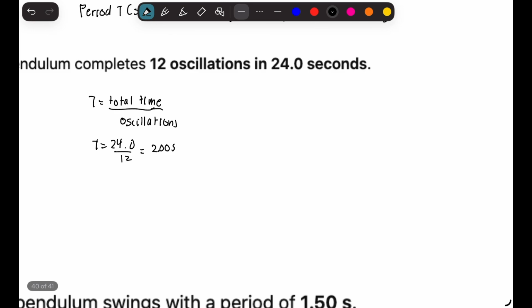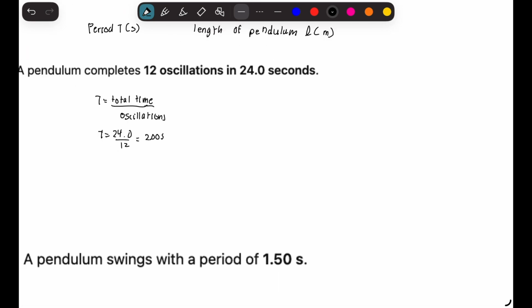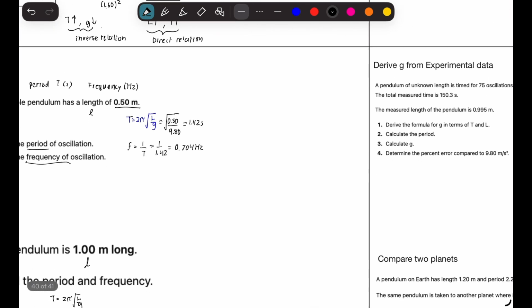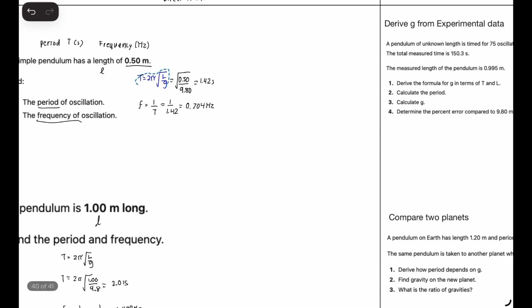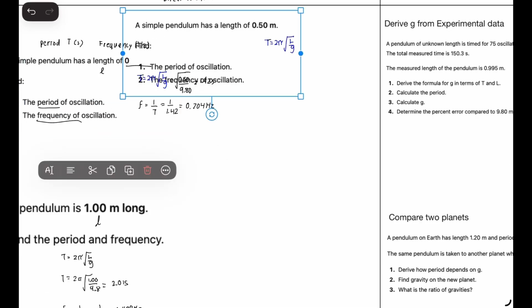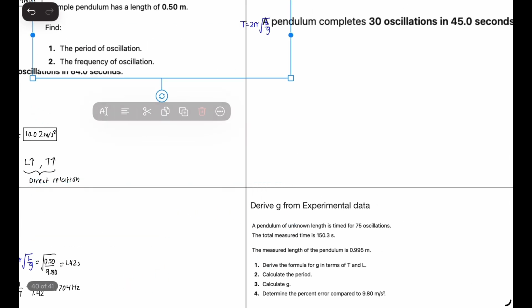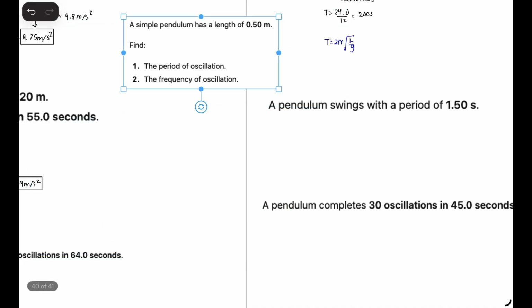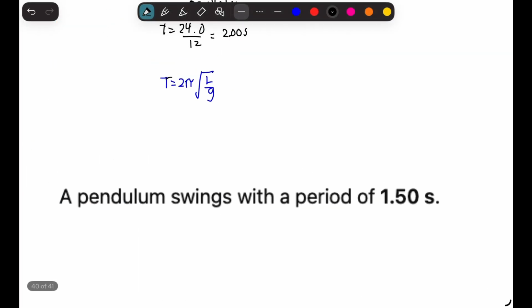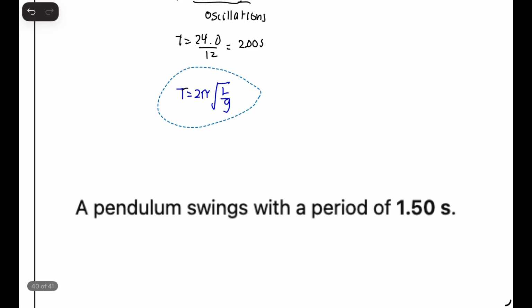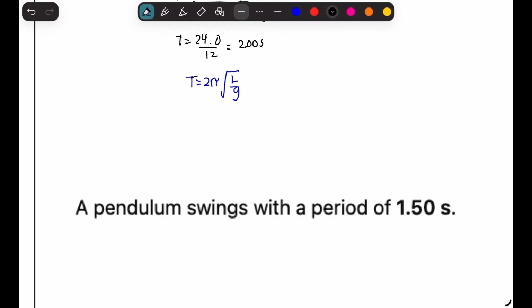Now if you have to solve for length, using our equation from earlier, we have T equals 2 pi times the root of L over g. We can take this equation because we have L in here, and rearrange it in terms of just L so that we can find our length.